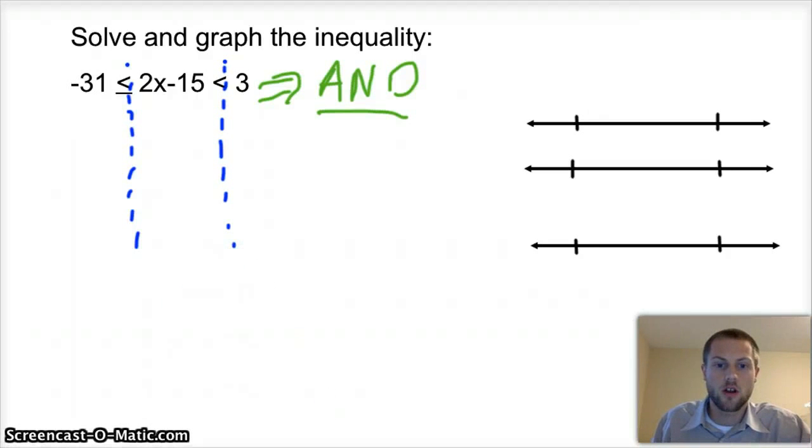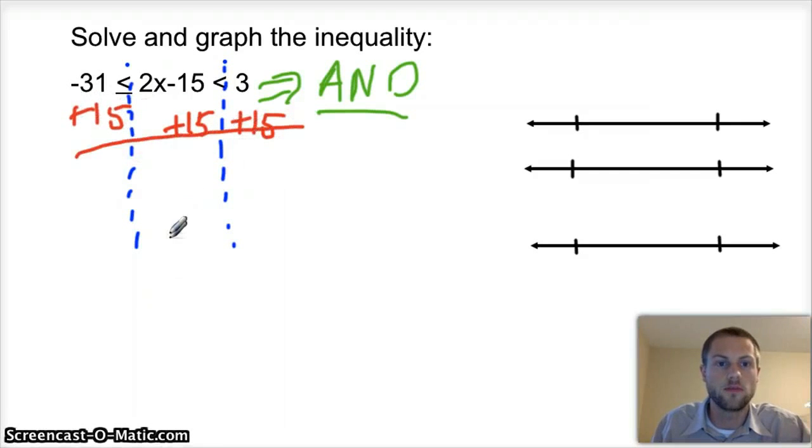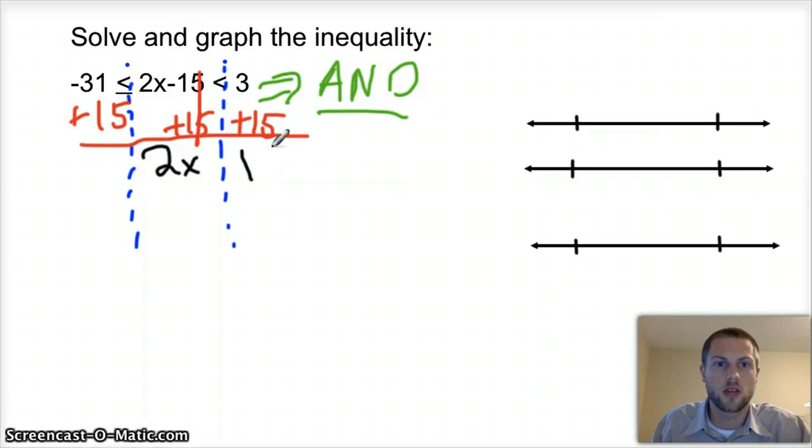Let's start off by getting x by itself. We're isolating x, so we're going to add 15. Whatever I do to one of my pieces, I have to do to every single one, so I'm going to add 15 to everything. This one's going to go away, so I'm going to get a 2x left here. And 3 plus 15 is 18, and negative 31 plus 15 is negative 16. And then my signs carry down.